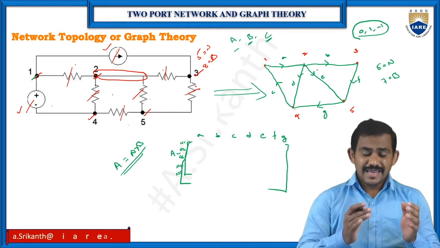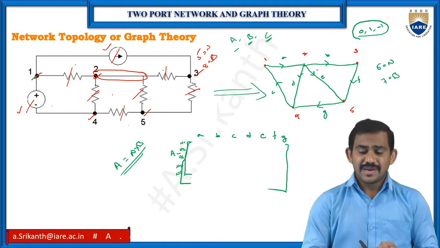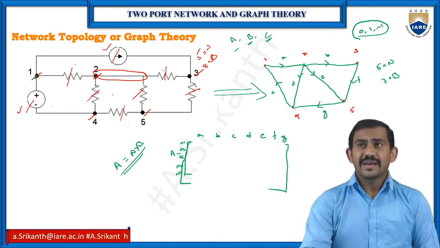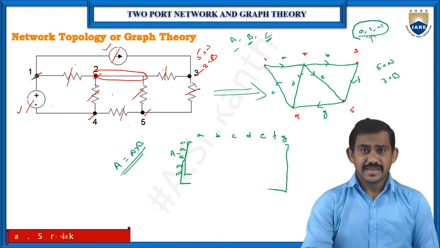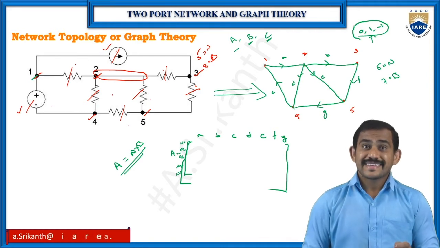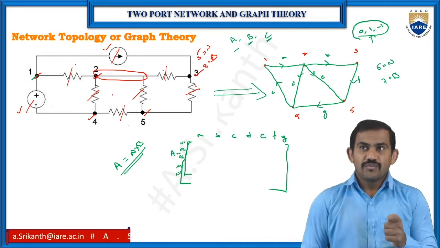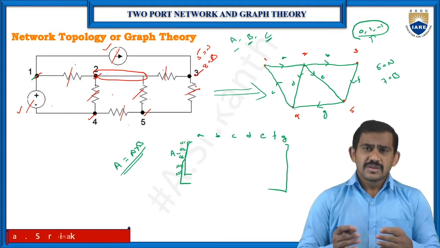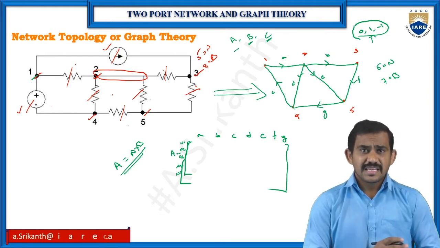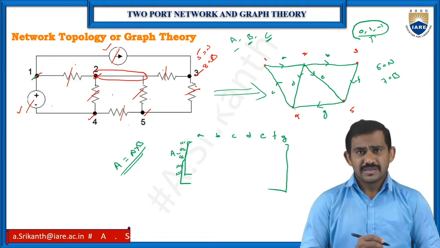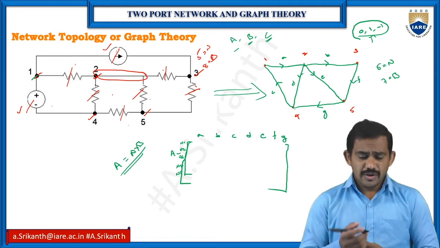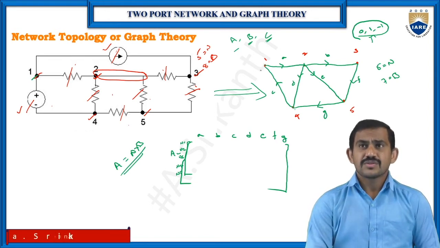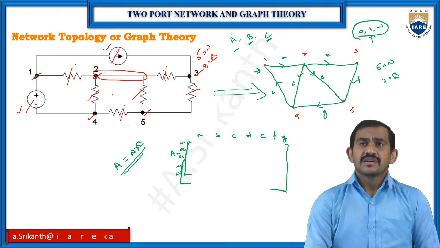So when you are writing the A matrix, we have 0, 1, and minus 1. Only three values we have in that matrix. 0 means not connected branches, and 1 and minus 1 are for the currents. Which branch current is incoming, we give that branch the value 1. Outgoing is minus 1.